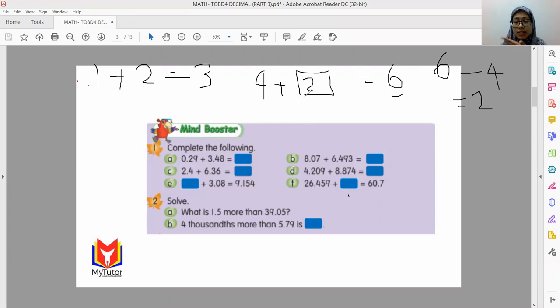So it's the same with decimals. You treat decimals similarly to whole numbers. So when you have this kind of question right here, when you have 26.549, you add with some number you do not know, you get 60.7. Okay, Simi, up to now, are you following?